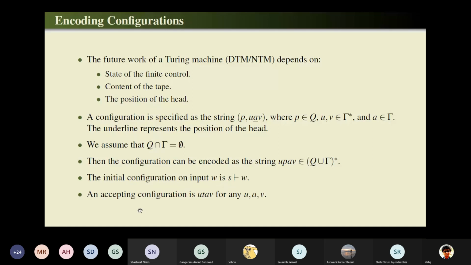An accepting configuration will be U T A V for some U, A and V. If the state is T, then it's an accepting configuration. Whatever U or V or A is, it doesn't really matter.